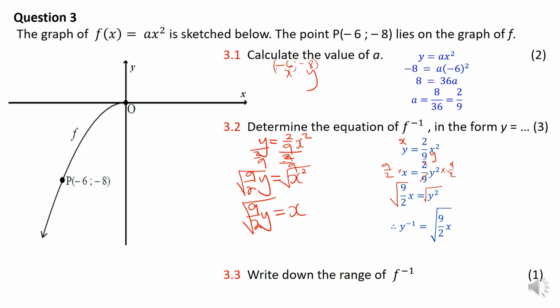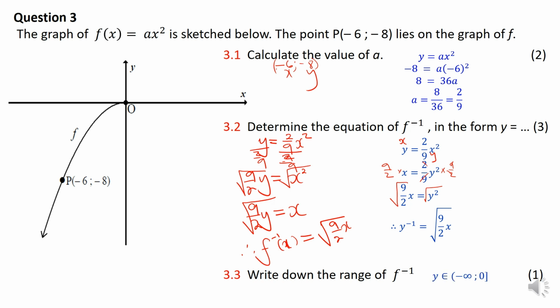Then you swap x and y. So if I swap x and y, what I get now is the inverse of the function. Put y in place of x and x in place of y. You get the square root of 9 over 2x. This is the equation of the inverse. So it doesn't matter which one you do first. You can swap x and y and make y the subject, or you can make x the subject and then swap them.